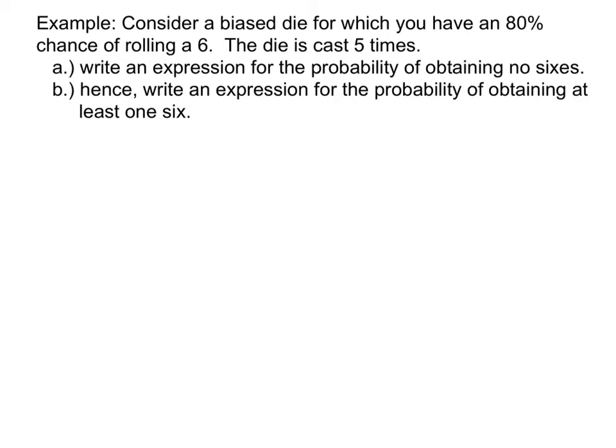Right? So this next example, consider a biased die for which you have an 80% chance of rolling a 6. The die is cast 5 times. Right? So Part A, write an expression for the probability of obtaining no 6s. So we sort of need to figure out what is n, in other words, what's the number of trials. We need to know what's p, what's the probability of success, and what's r, what's the number of successes that we want. In other words, what's that x value. Alright, so I'd recommend you pause the video, think through this, write down those numbers, and if you're up for it, even use the formula to figure out what the next part would be.